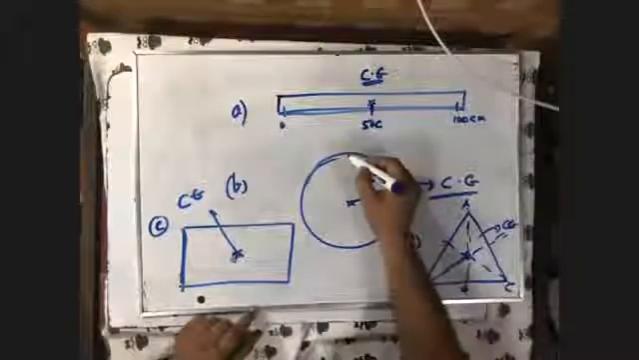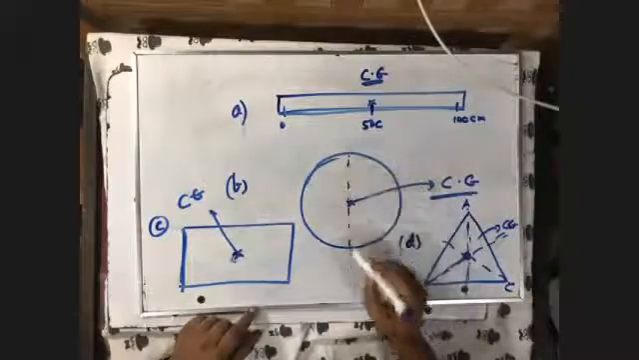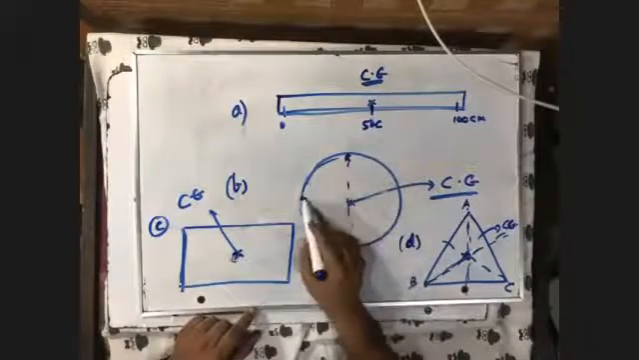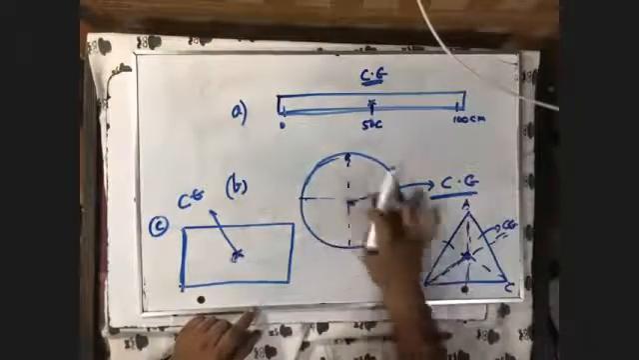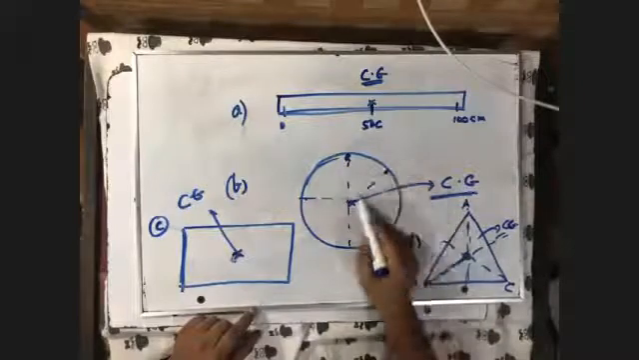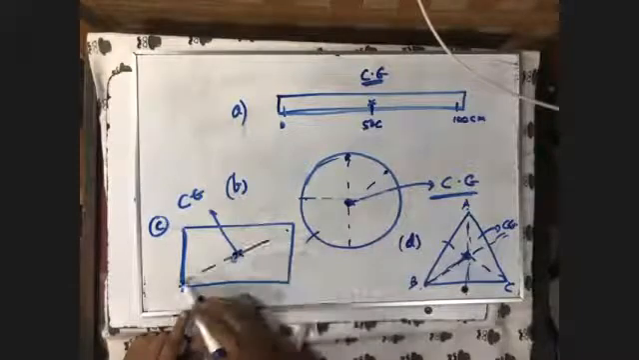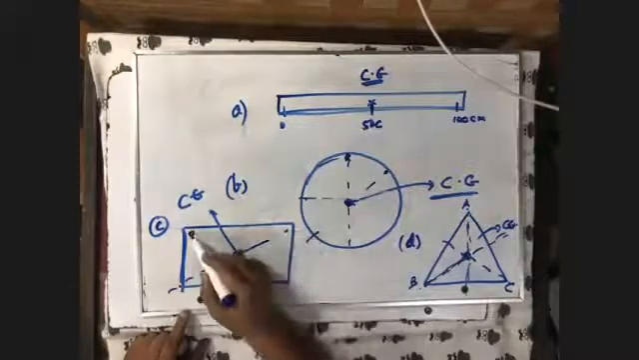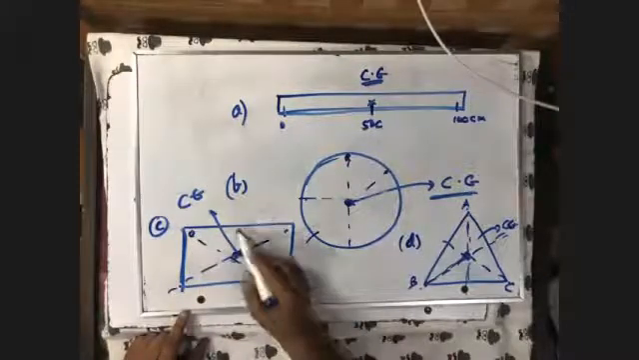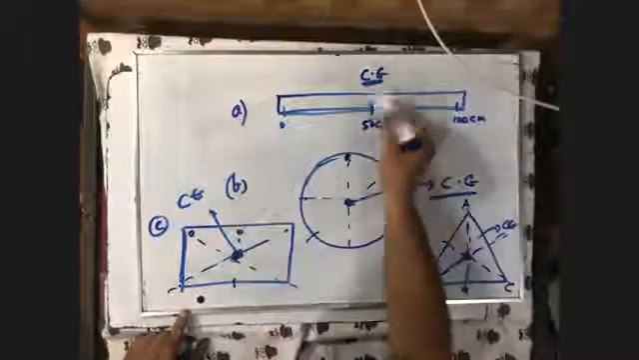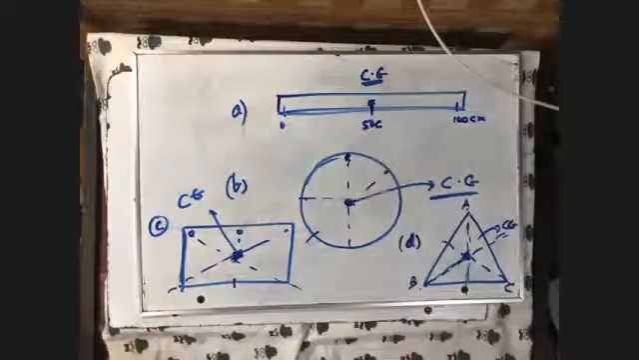I hang it from here, the line goes here. I hang it from here, the line goes here. This is the center of gravity. I hang it from anywhere, this is where the line goes.